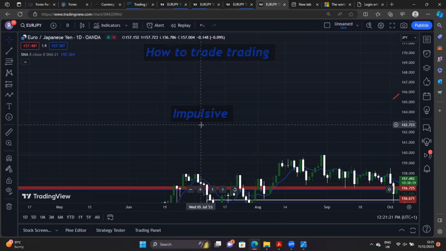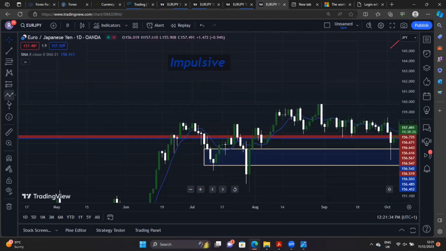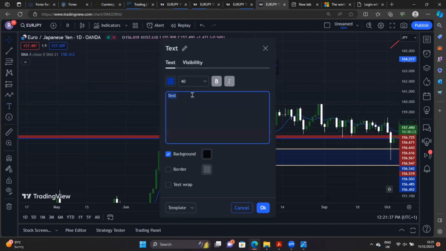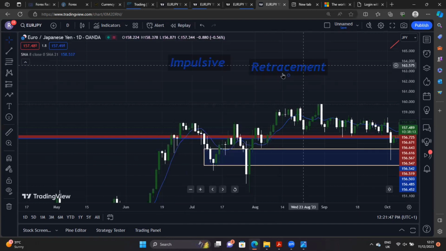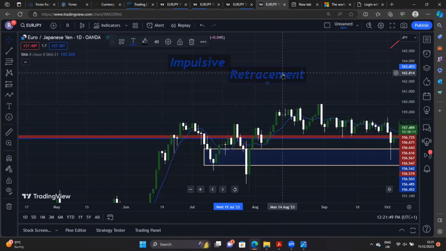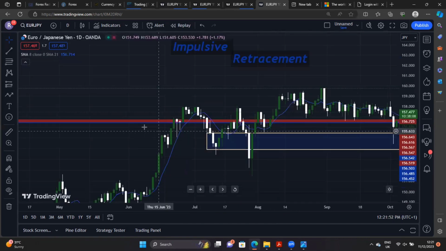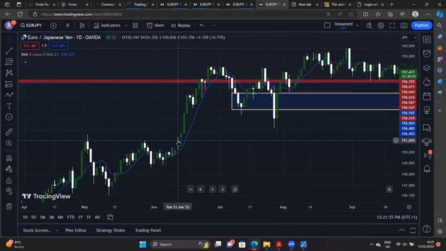So the trending markets are characterized by two movements. We have the first movement, which is called the implosive, and then the second movement, which is called the retracement. So the implosive and the retracement movement. Which is the implosive and which is the retracement? The implosive is this bigger push all the way up.